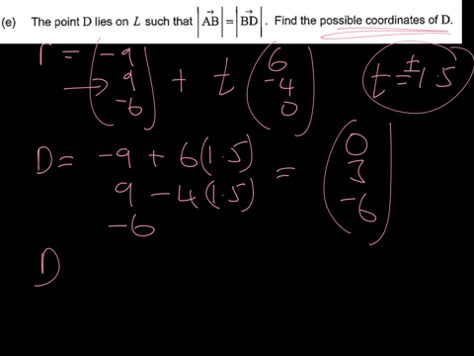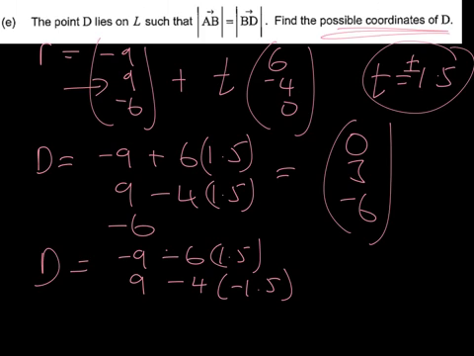The second coordinates, it could be then as if t was negative 1.5. So again, using the vector equation of the line, it could be negative 9. So this time it's going to be minus 6 times 1.5. That's just 6 times negative 1.5. 9 minus 4 times negative 1.5. So that would be plus 4 times 1.5, and then again here, negative 6. And we can simplify that to negative 18, 15, and negative 6.